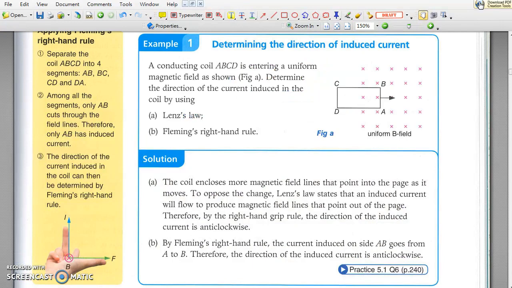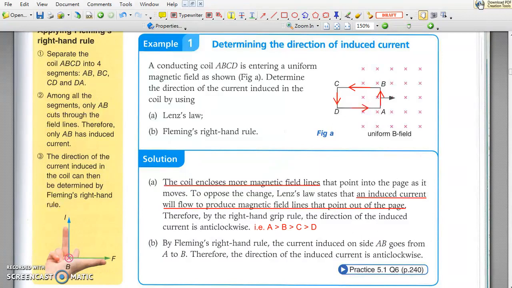Example 1. Determining the direction of induced current. A rectangular coil enters a region of magnetic field as shown. First, we apply Lenz's law to the whole coil. We see that the coil experiences an increasing magnetic field pointing downward. Hence, there should be an induced current that can produce an upward magnetic field, and therefore the induced current flows in anti-clockwise direction from A to B to C to D.